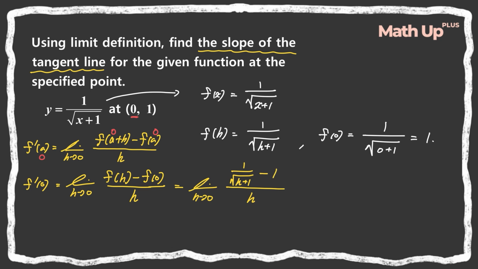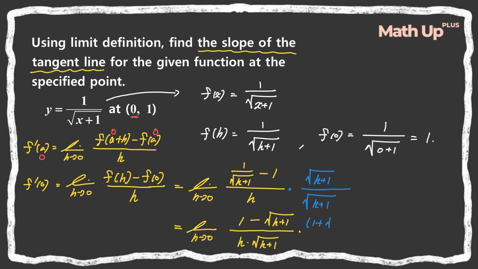Now we simplify this expression by multiplying by square root of h plus 1 over square root of h plus 1, because of this denominator right here. Then that's equal to the limit as h approaches 0, numerator 1 minus square root of h plus 1, denominator h times the square root of h plus 1. Now we're going to rationalize this expression, so multiply by 1 plus square root of h plus 1, over 1 plus square root of h plus 1.